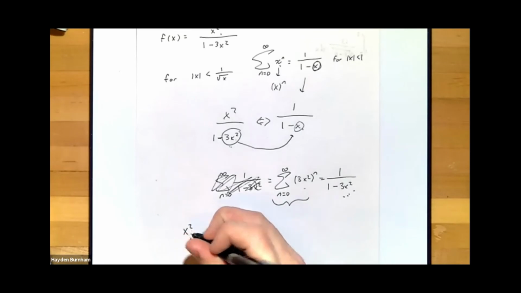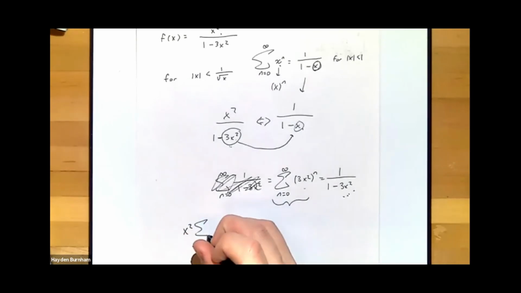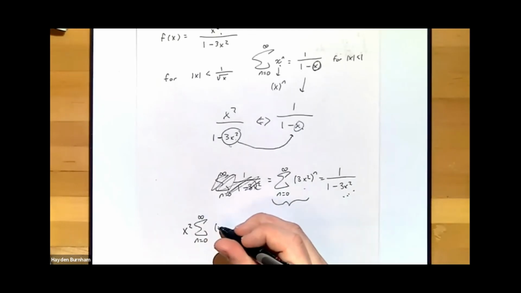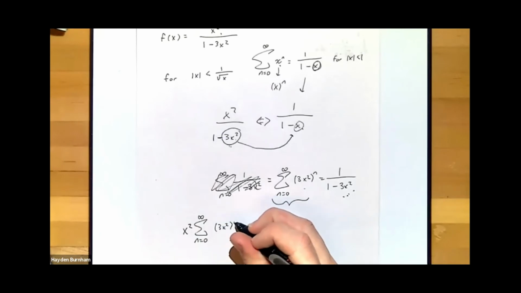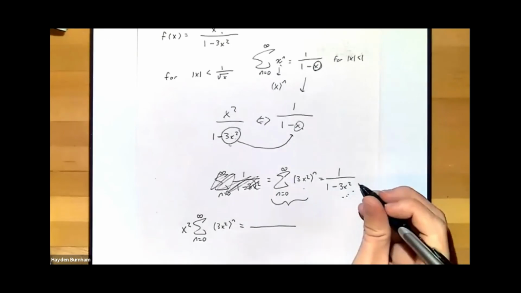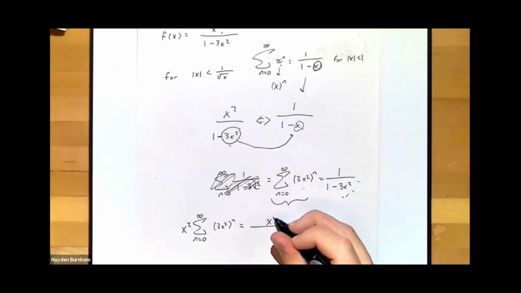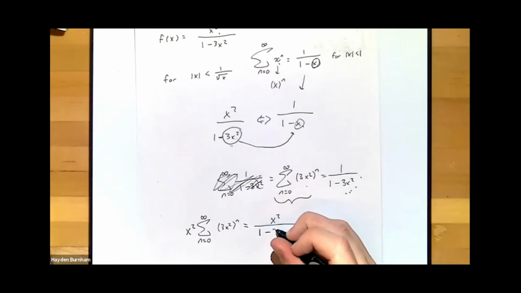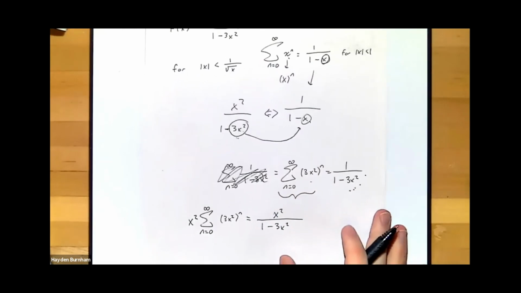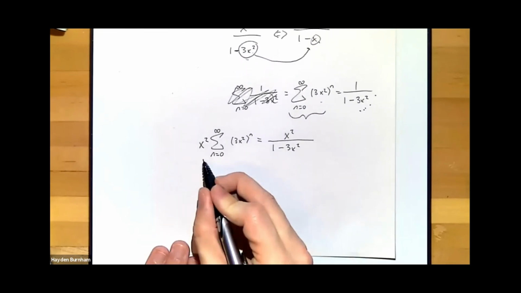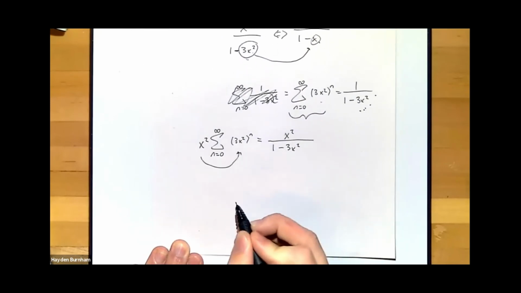So if I had an x squared out here on this side, with n equals 0 to infinity, 3x squared to the n, it would be like multiplying it on the other side. So I'd multiply this by x squared, but that would just be an x squared on top, over 1 minus 3x squared. And the neat thing about this is that it can go inside of here.